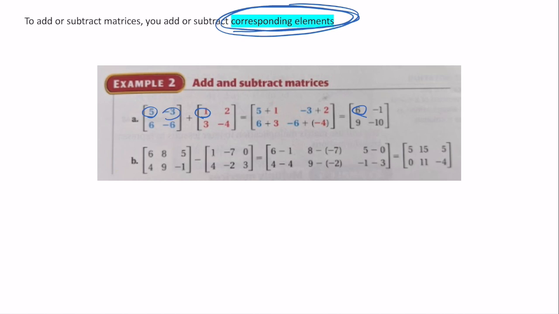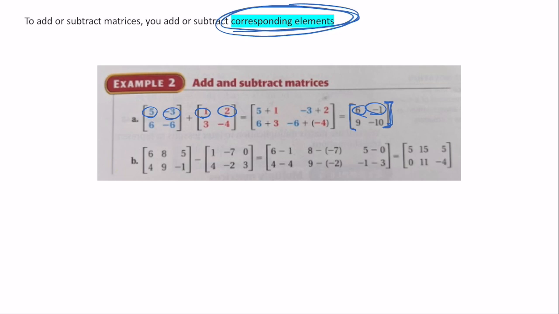I'm going to add the -3 and the 2 and you get -1, and so on and so forth. I'm just going to go around and you end up with your resulting matrix is 2 rows, 2 columns. You have 6, -1, 9, -10, and the same thing is down here. So in this case we have a 2 by 3 matrix that we're subtracting from another 2 by 3 matrix.